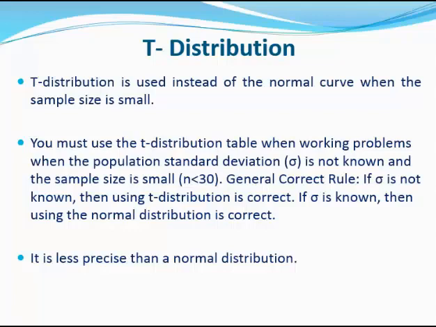If you have more than 30 samples, you can use the z-chart. You can use the normal distribution. Generally speaking, if you have 40 samples or 50 samples, use the normal distribution chart. If you have 30 or fewer, you need to use a different chart, and that's called the t-distribution. The t-distribution is used instead of a normal curve when you're talking about a small sample size.